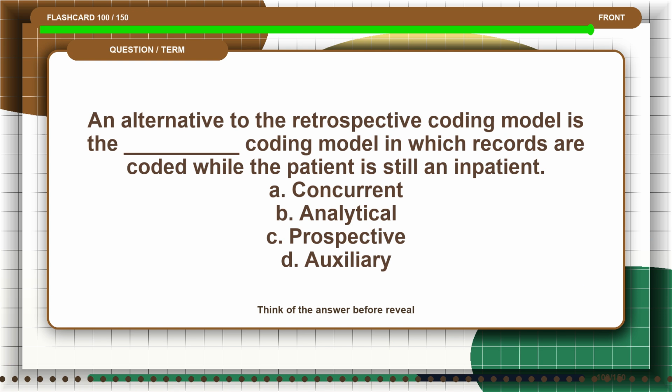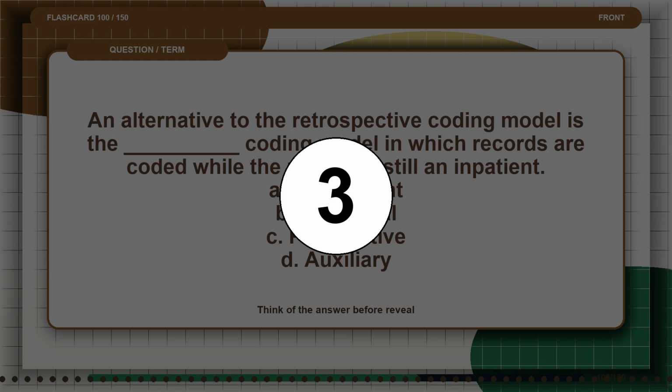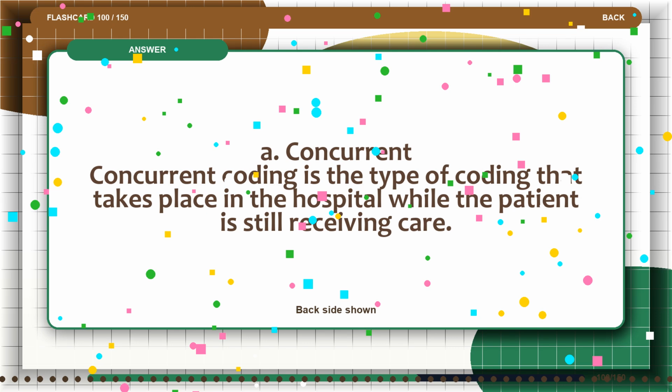Flashcard 100. An alternative to the retrospective coding model is the blank coding model, in which records are coded while the patient is still an inpatient. A. Concurrent. B. Analytical. C. Prospective. D. Auxiliary. Think of the answer before the reveal. The answer is A. Concurrent coding is the type of coding that takes place in the hospital while the patient is still receiving care.